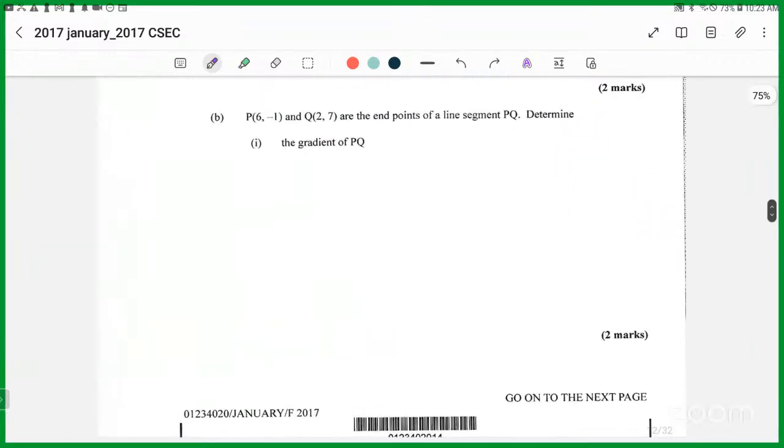The next part gives us these 2 points, and it represents a line segment. It says determine the gradient. The gradient is the difference in y over the difference in x. Let's write it like this. Gradient of PQ equals rise over run, the difference in y over the difference in x between these 2 points.